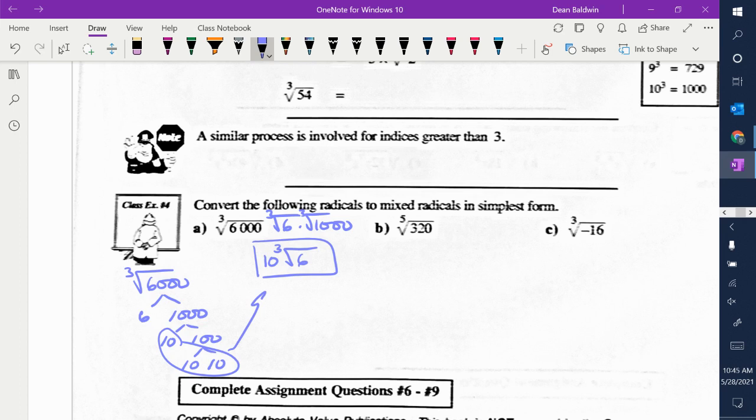Okay? And you always want to go until you have the smallest number possible in here. All right? You can't break that up. That'd be only 3 and 2, but those don't break up anymore. Okay?